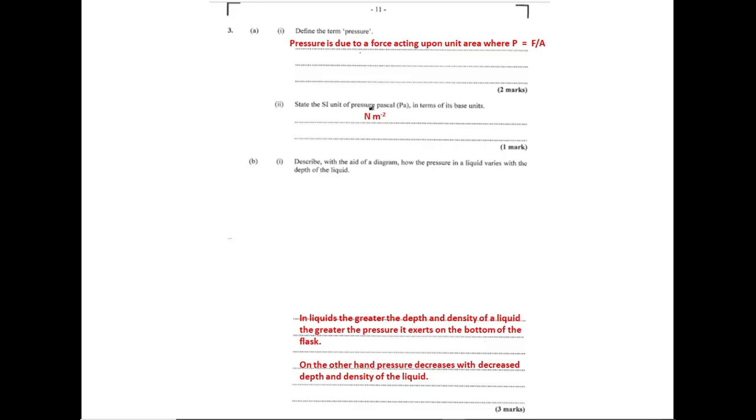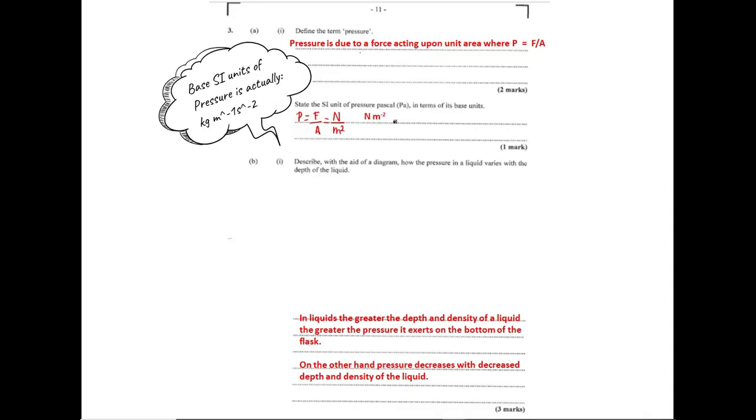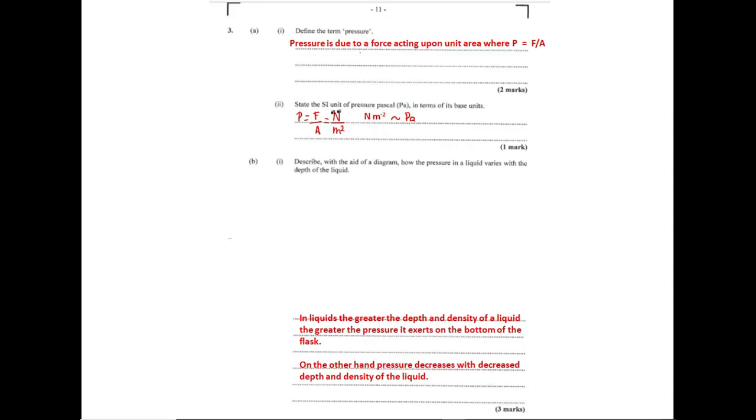Then it says, state the SI unit of pressure, pascals, in terms of its base units. And we could use this. So if we know that the unit of force is newtons, so if we have P equals F over A, we know the unit of force here will be newtons, and the SI unit for area would be meters squared. So this newtons per meter squared is equivalent to the pascal. So that should be fine, right?